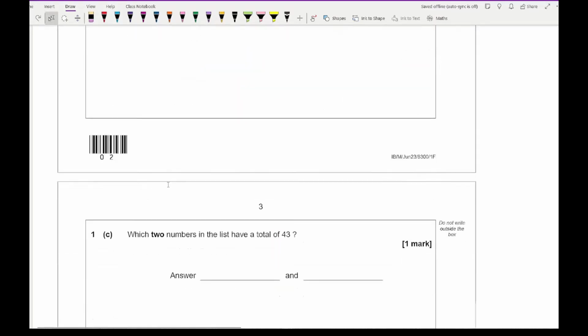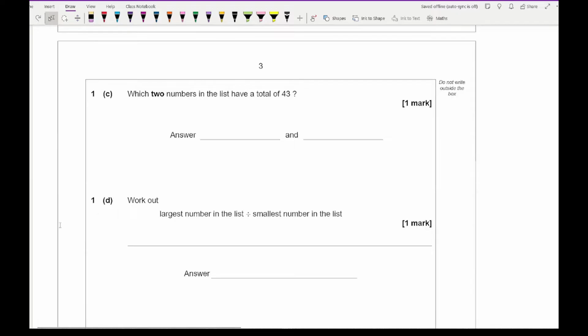Moving on to question 1C, it says which two numbers in the list have a total of 43. So one possible combination you could have is 14 and 29, and you can write those numbers in any particular order. Then for 1D, it says work out the largest number in the list divided by the smallest number in the list. Going back, the largest number is 45, the smallest number is 3, so it's just 45 divided by 3, which gives us an answer of 15.